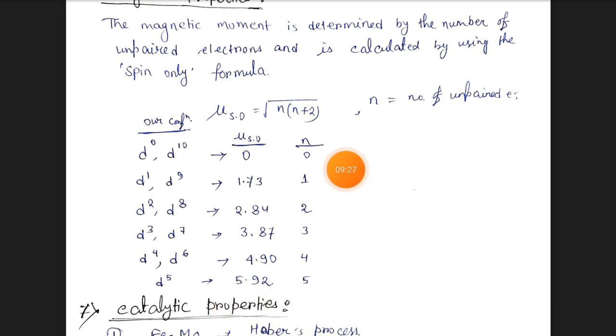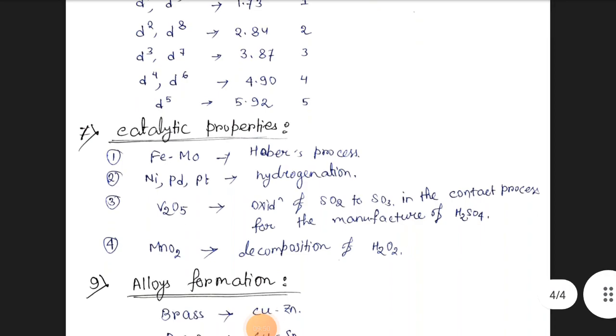So basically the values correspond to the number of unpaired electrons, and the value just increases by some decimal. Okay, so these are the values you have to remember, and this is very important from your exam point of view. Color and magnetic property and catalytic properties and alloy formation. Okay, these are very important for the d block elements.